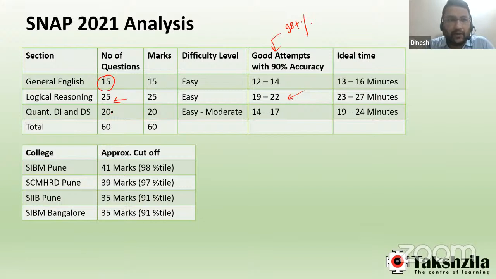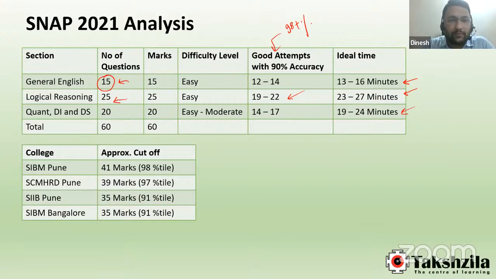The ideal time limit for these 15 English questions is 13 to 16 minutes. For logical reasoning, 23 to 27 minutes. And for Quant, DI and DS, it is 19 to 24 minutes, depending on your strength areas.